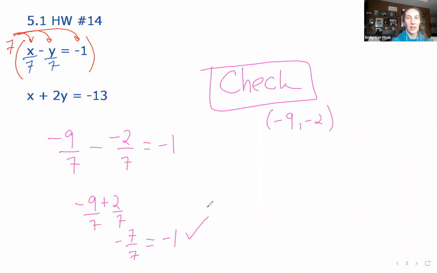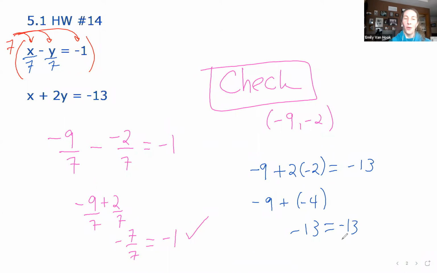Let's now check it in the second equation. So x plus 2y equals negative 13. I just replaced x with negative 9, plus 2, and I'm now replacing y with negative 2, equals negative 13. Let's check it. Negative 9 plus 2 times negative 2 is negative 4. And yes, that does add to negative 13. So it checks out. Okay, so that's all we have for our take-home notes for section 5.1.